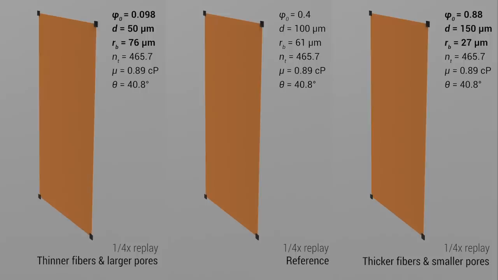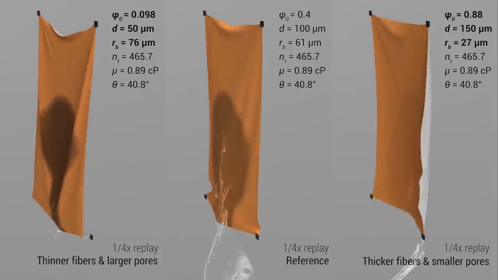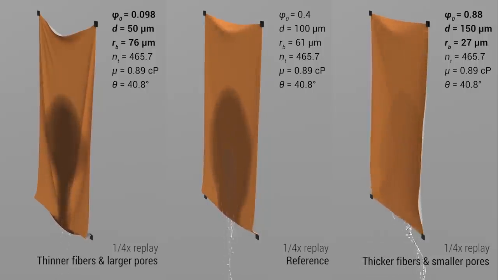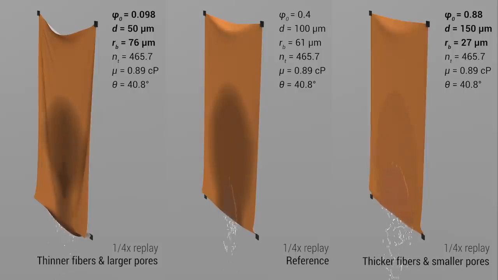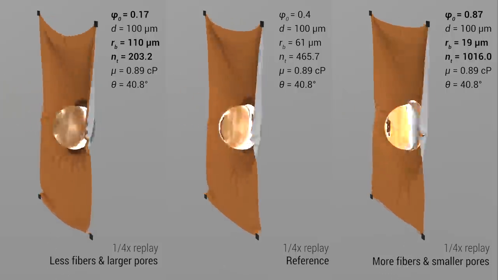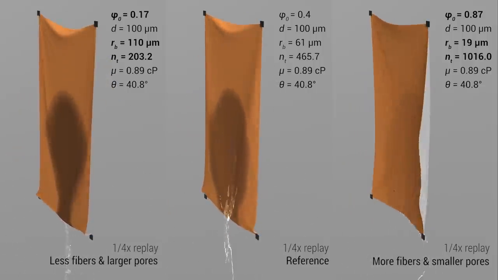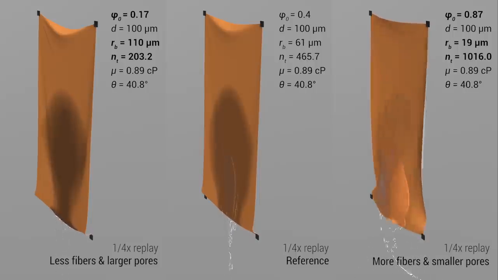On the other hand, as we adjust the fiber diameter, we hold the thread count N_T constant. The cloth with thicker yarns but smaller pores is less easily penetrated by the liquid, resulting in less liquid retention inside the cloth. We also adjust the thread count while holding the fiber diameter constant. The cloth with more yarns but smaller pores is also less easily penetrated by the liquid and has less liquid retention.